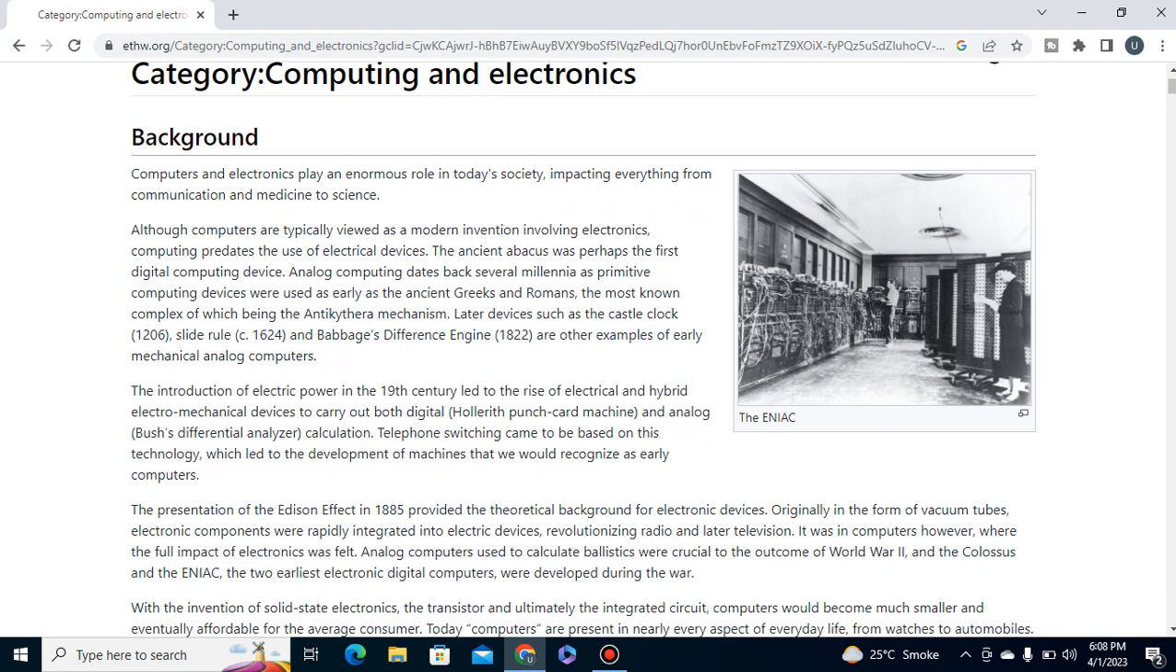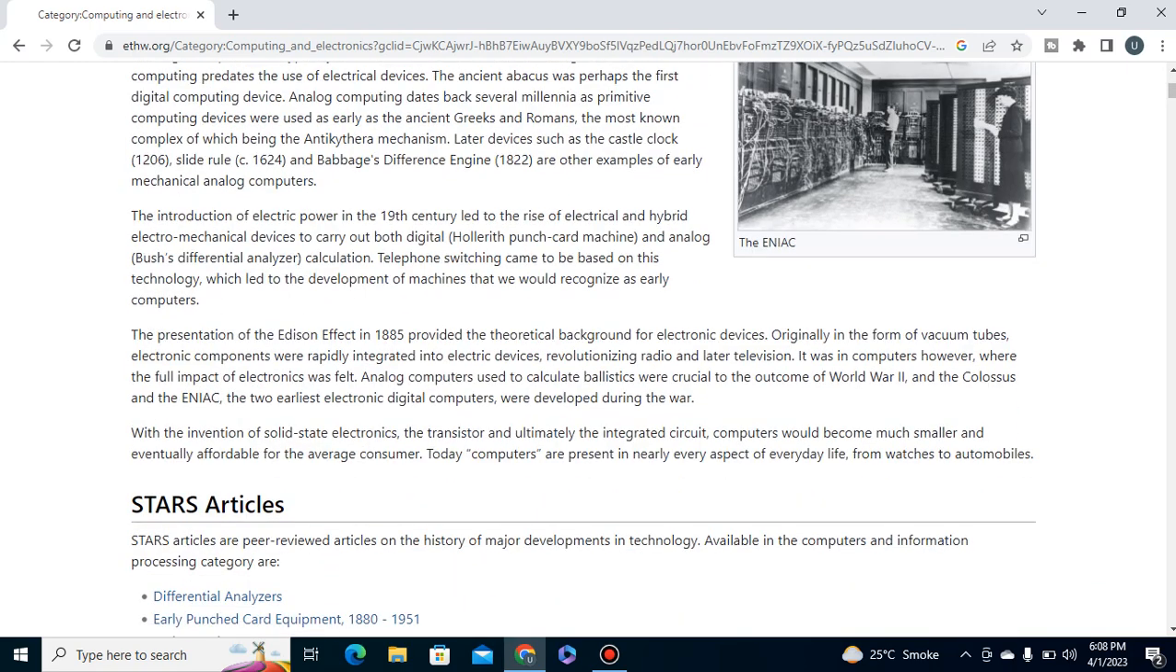With the invention of solid state electronics, the transistor, and ultimately the integrated circuit, computers would become smaller and smaller, and eventually affordable for the average consumer. Today, computers are present in nearly every aspect of everyday life, from watches to automobiles.